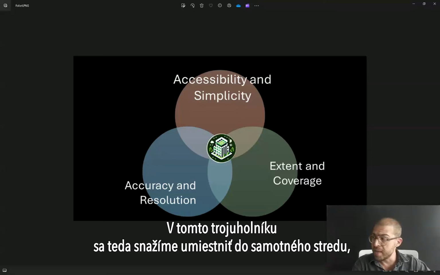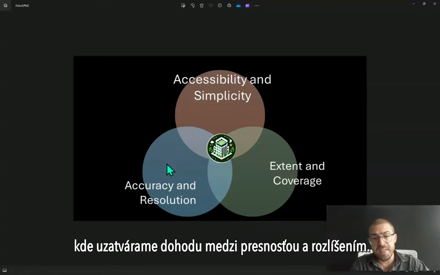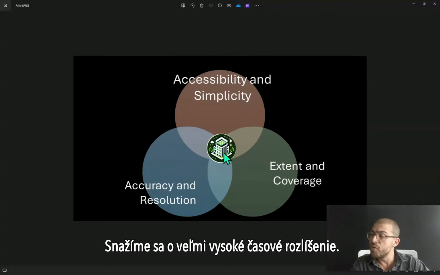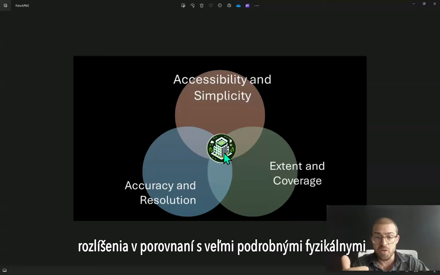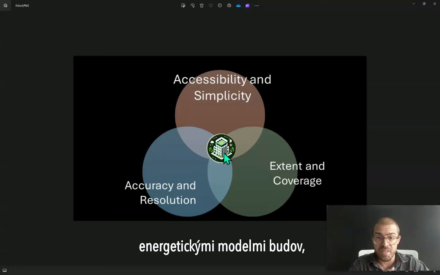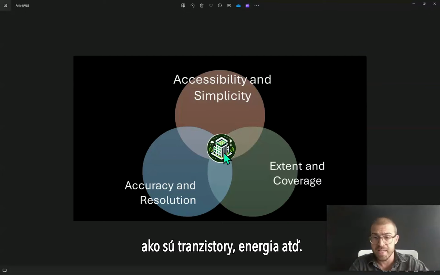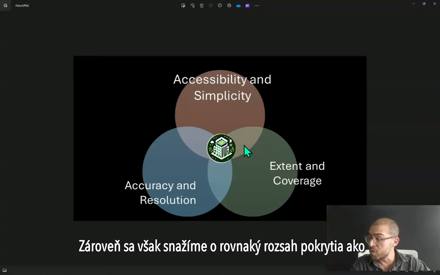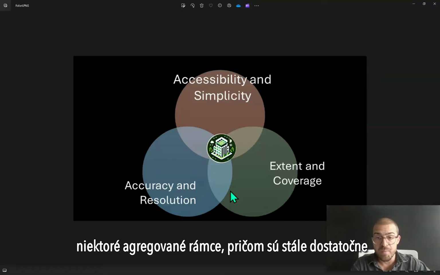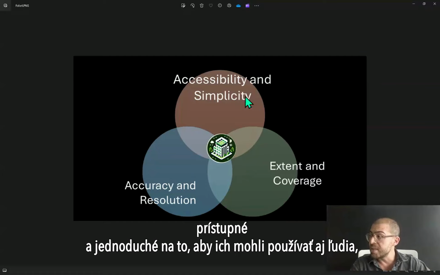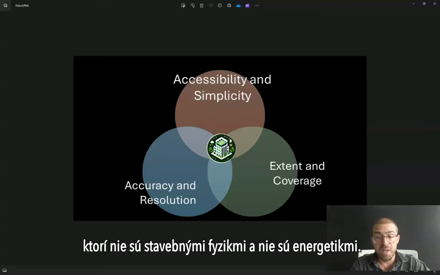So in this triangle, we try to situate ourselves in the very center, where we strike a deal between accuracy and resolution. We go for a very high temporal resolution. We sacrifice some of the spatial resolution compared to very high detailed physical building energy models like Trnsys, IDA-ICE, EnergyPlus, etc. But we also try to have the same extent and coverage as some aggregated frameworks, while still being accessible and simple enough to be used by non-building physicists, by people that are not energy engineers.